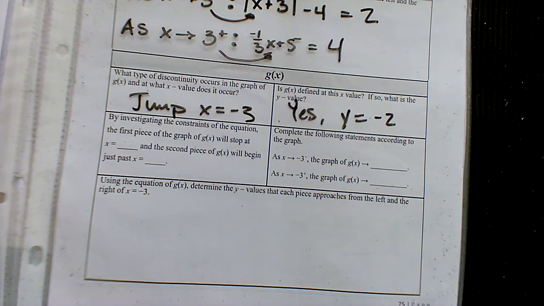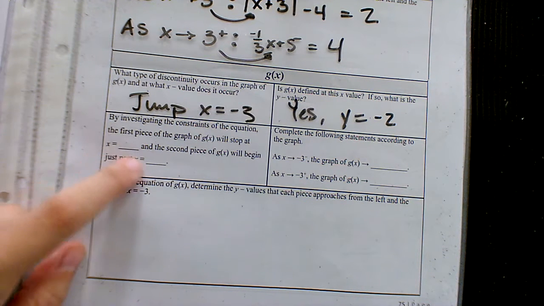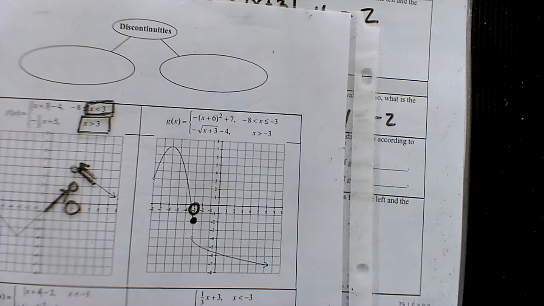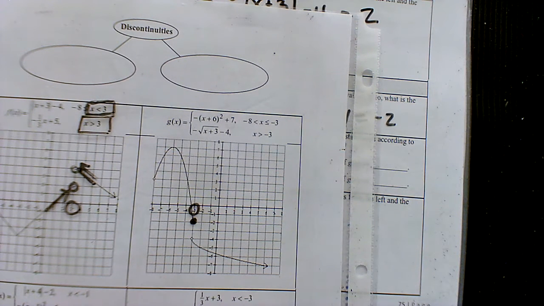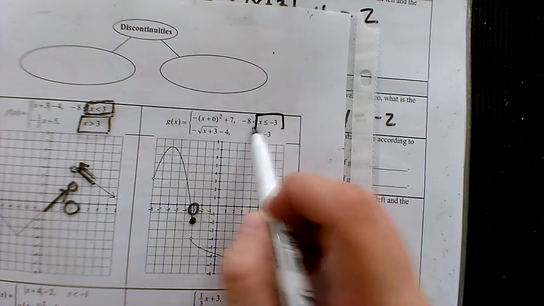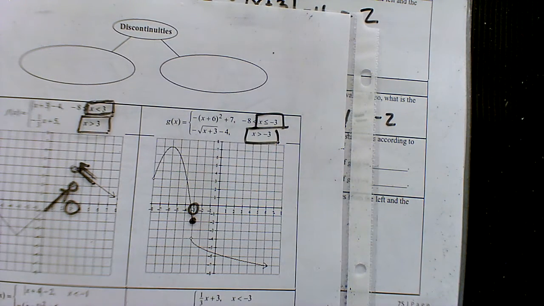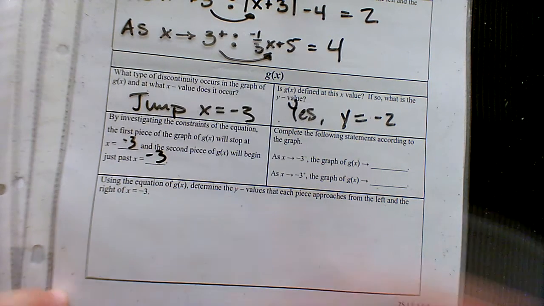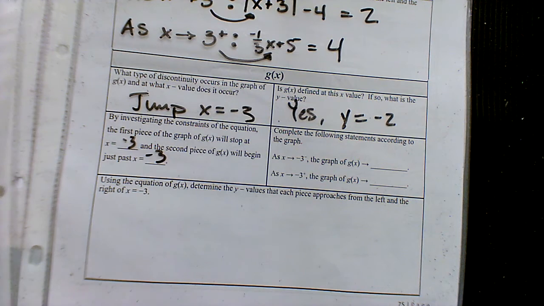Based on the equation, where is this special spot where one equation is ending and the next one's beginning? Can you tell with how it's written on page 74? What do you think, Hadley? Good. That's where the first one ends and the next one begins. Negative 3 is found within both of those domains or constraints. So that's our special spot of interest. That's what we want to analyze here.